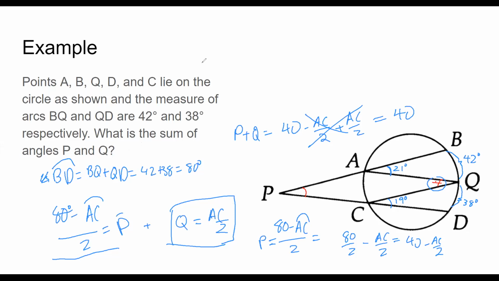Oh, so you got 40 by dividing 80 by 2? Yeah, because we split 80 minus AC over 2 into 80 over 2 minus AC over 2. So we're just taking apart the two terms inside of a fraction. Oh, okay. I get it now.